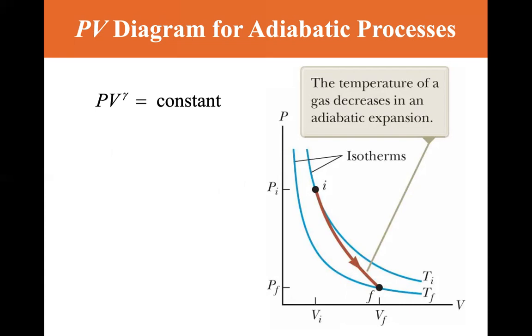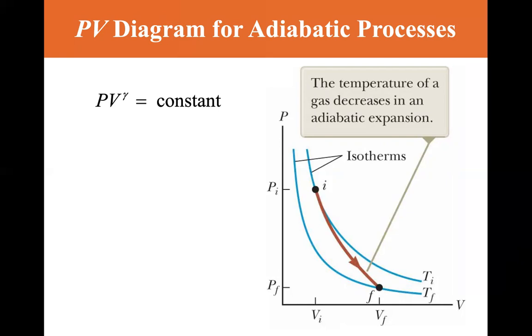The temperature of a gas decreases in an adiabatic expansion. You can see that it's much steeper than this T initial. Because gamma is greater than 1, the PV curve is steeper than it would be for an isothermal expansion, for which PV is constant.